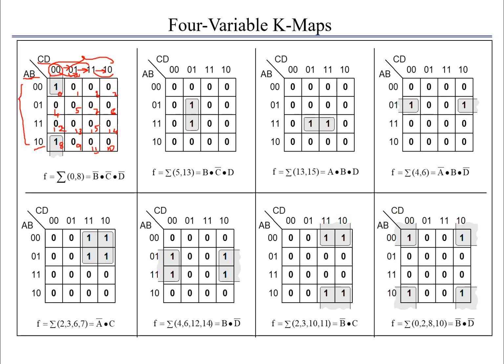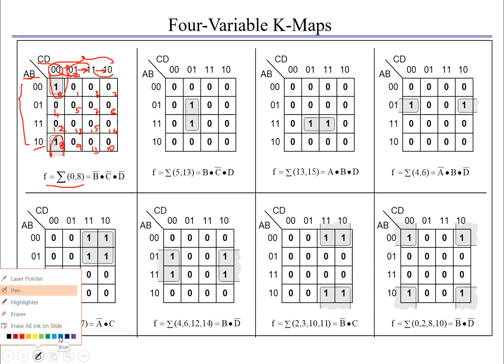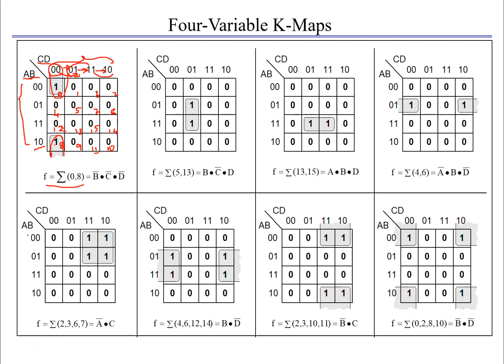So the given boolean function is f equal to summation of 0, 8. In 0 and 8, 1 is filled, and there are only 2 ones. I need to combine these two. As I am combining these two, now I need to find the simplified boolean expression. As there are 4 variables here, we need to find out which variables are used in this.